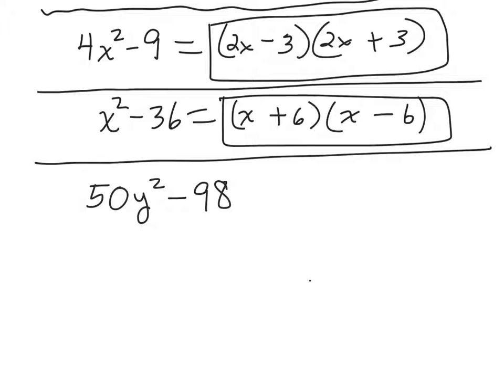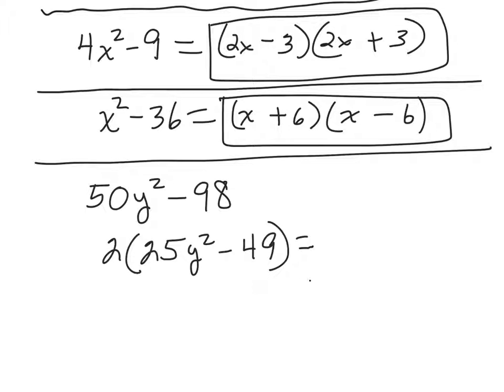Well, I know you can do 2. Let's take a 2 out. 50 divided by 2 is 25, so I'll leave 25y squared. 98 divided by 2 is 49. So we were able to factor out a common factor. You try to pick the number you can factor out of both.